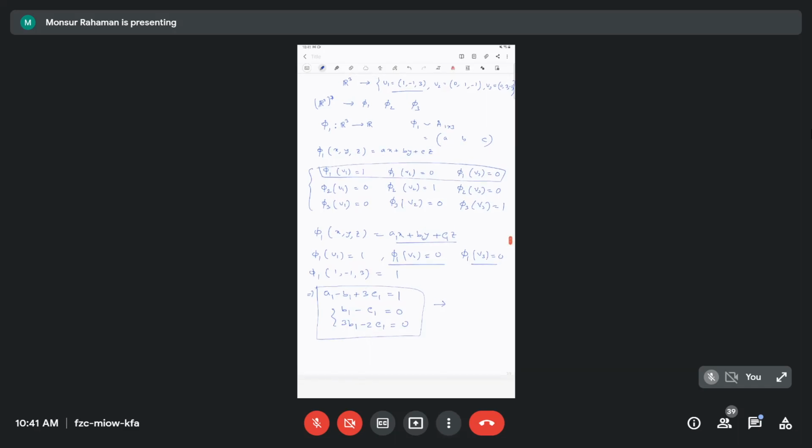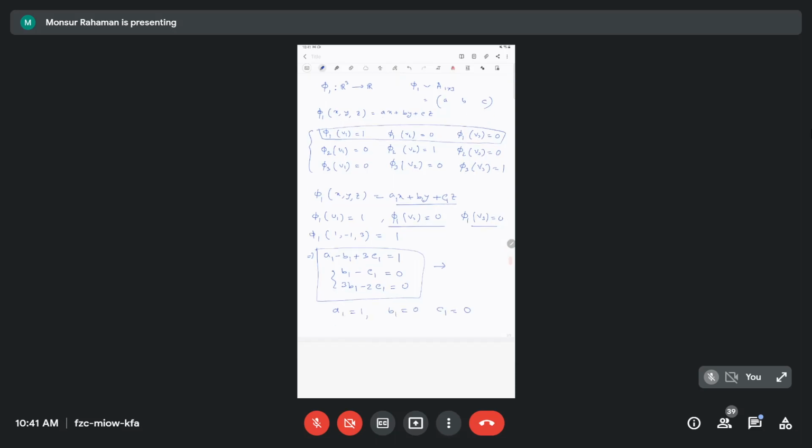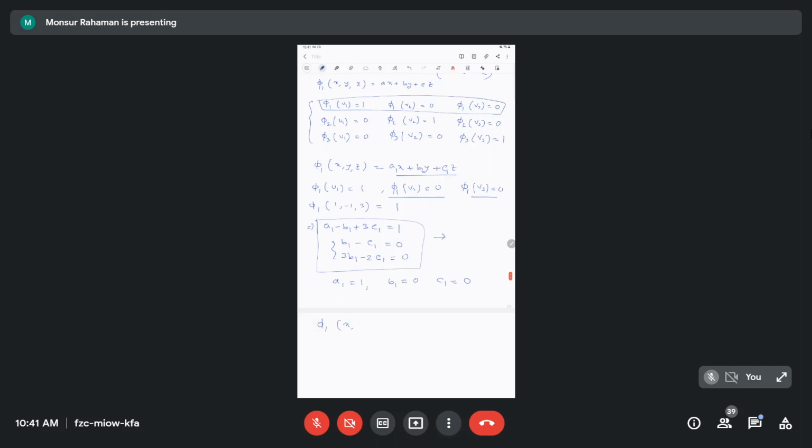Sir, if B1 and C1 are 0, then it will be the same, right? Oh yes. If B1 and C1 are 0, then it will be the same. So if B1 and C1 are 0, then A1 will be 1. Okay then. So A1 is 1, B1 is 0, C1 is 0. So this function phi 1 xyz is defined as only x.